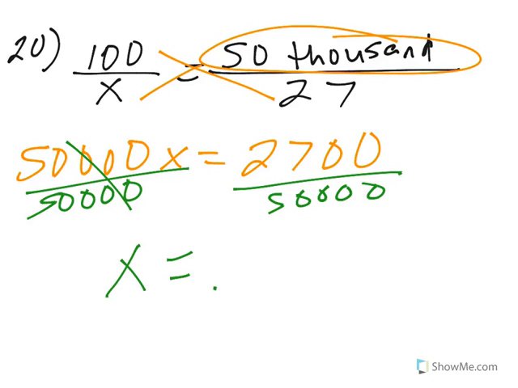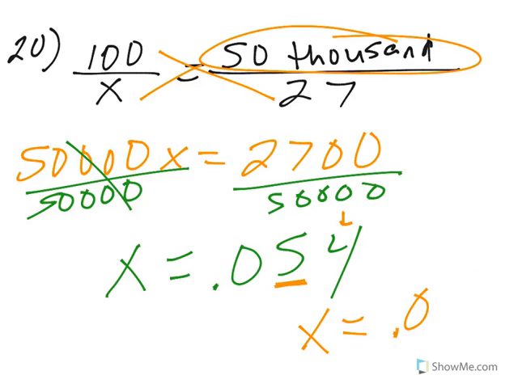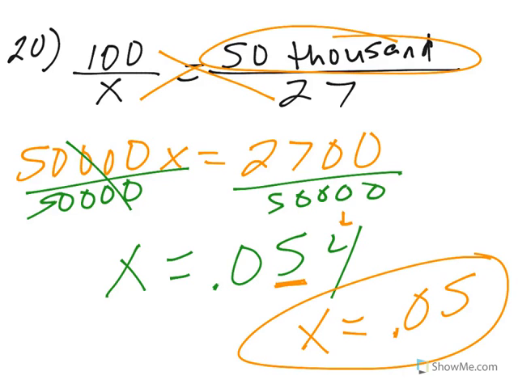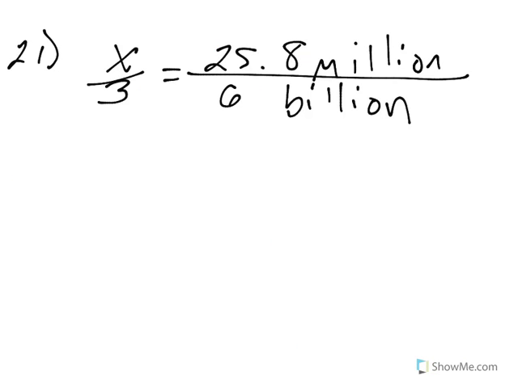And x will have a value of 0.054. Notice our initial direction said round to the nearest hundredth, I think. Hundredth is 2 decimal places. I look at the 4, rounds down. So really a corrected rounded answer should be 0.05. And now we are looking at number 21.